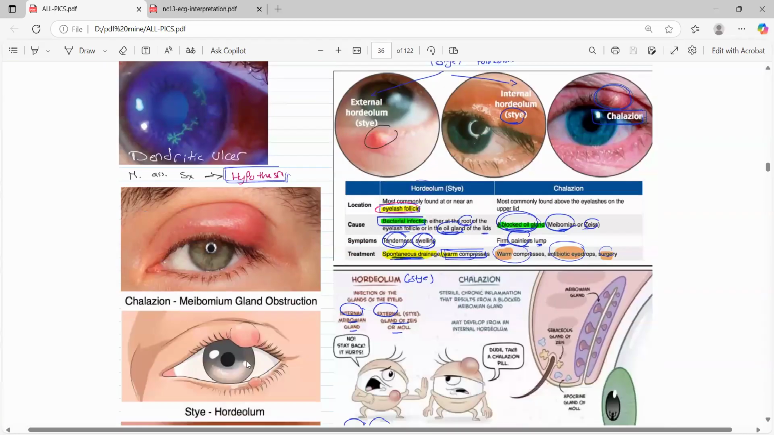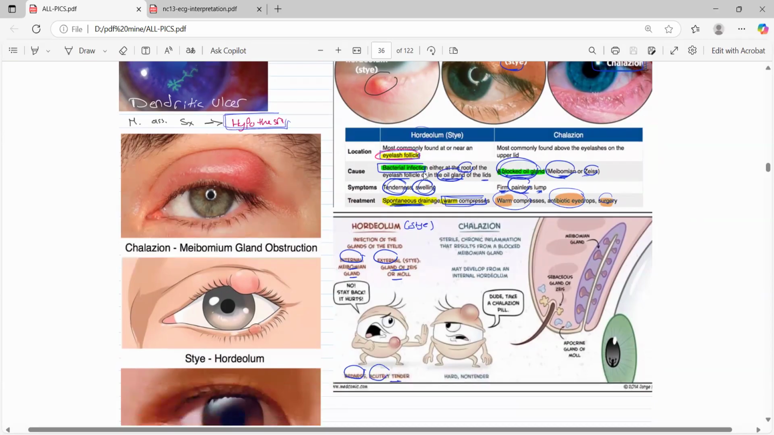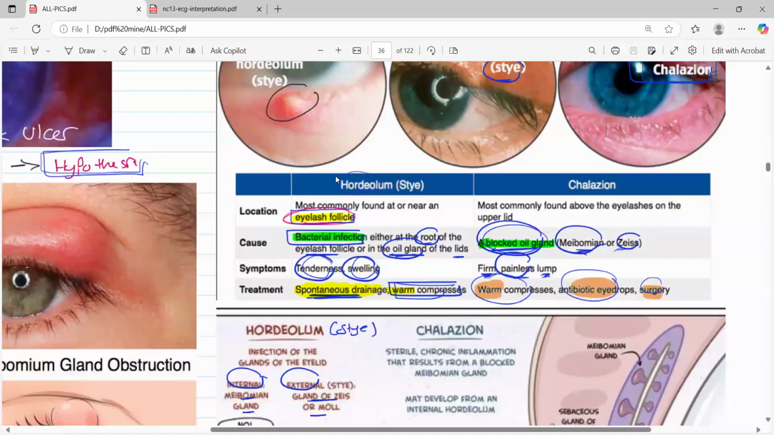How do they look? The sty is like this. External hordeolum is a sty, and internal hordeolum is basically a sty too, and then this is a chalazion. So the sty and the chalazion, what's the difference between them? A sty is most likely found at or near the eyelashes. A chalazion is most commonly found on the upper lid. So that is present over there, and this is present near the eyelash follicles.